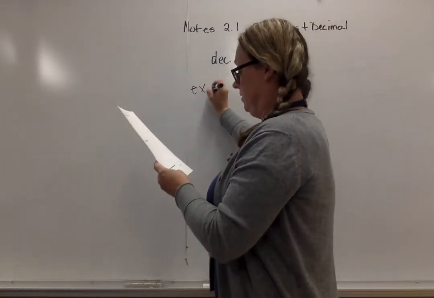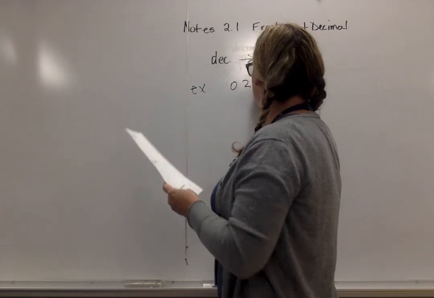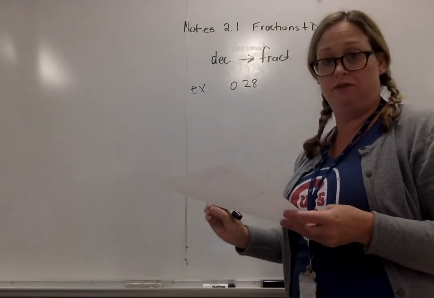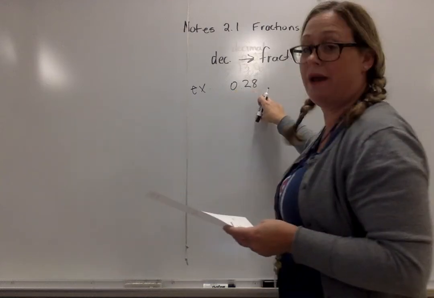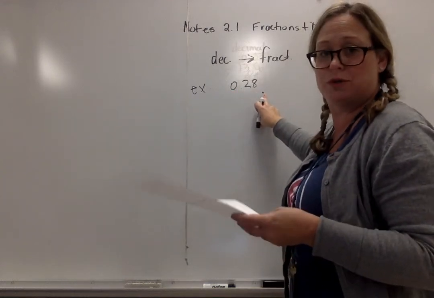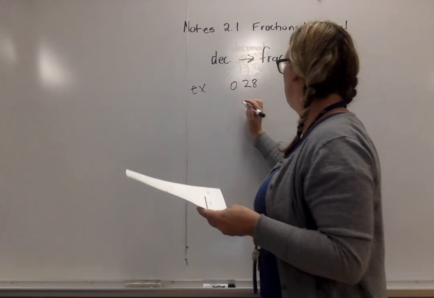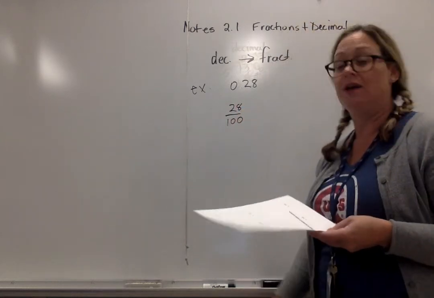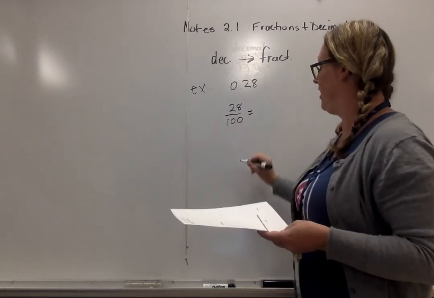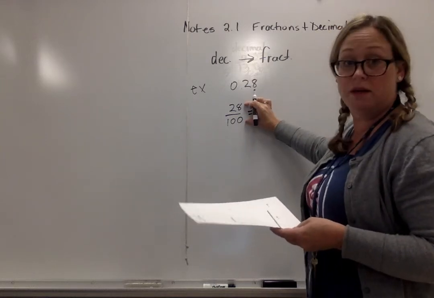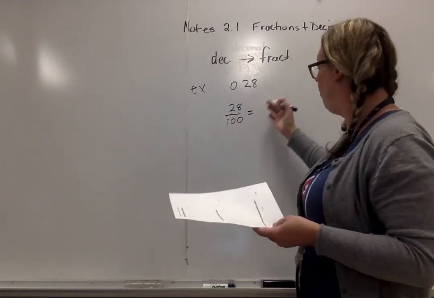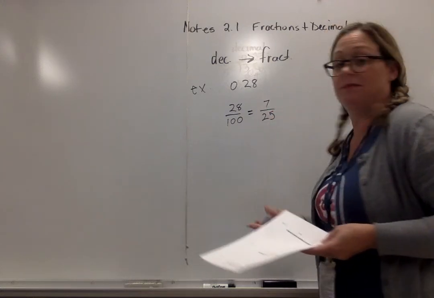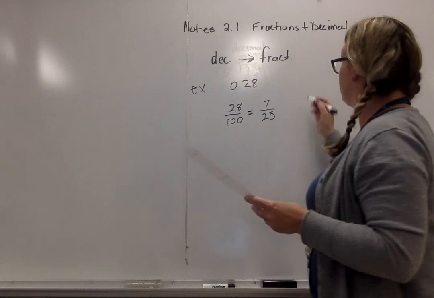So my example is 0.28. I like to say, you say it and you simplify it. So 0.28, you say it the right way. It's not zero point twenty-eight, it's 28 hundredths. Oh, look, 28 hundredths is a fraction. You're now going to simplify that fraction. I can divide it by 2 because it's even. I can divide it by 4. I'm going to divide it by 4. And I'm done.